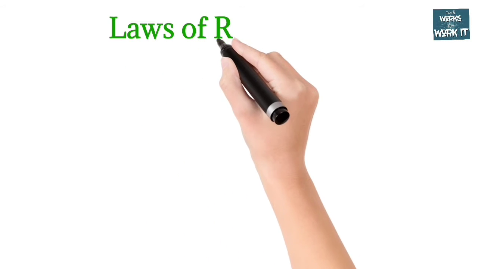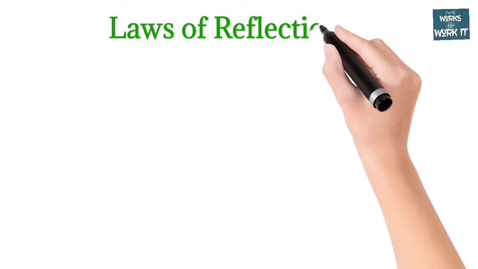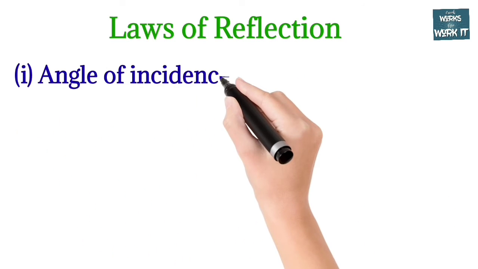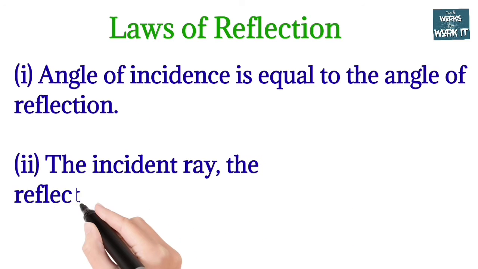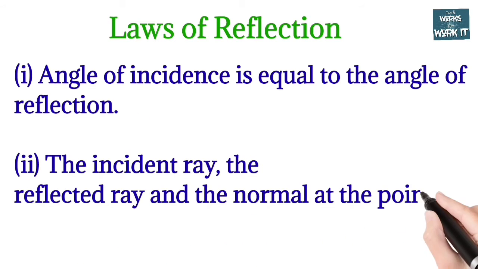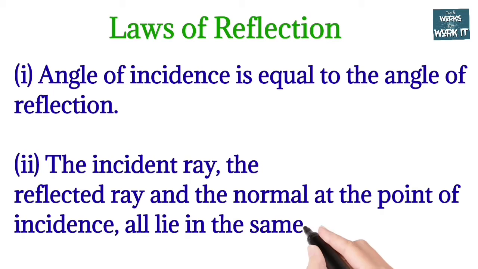So the reflection of light from a plane surface or from a spherical surface takes place according to two laws. Number 1 is angle of incidence is equal to angle of reflection, and second is the incident ray, the reflected ray and the normal at the point of incidence all lie in the same plane. Let's understand with the help of a diagram.